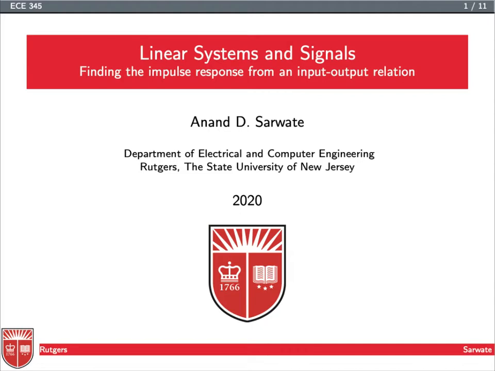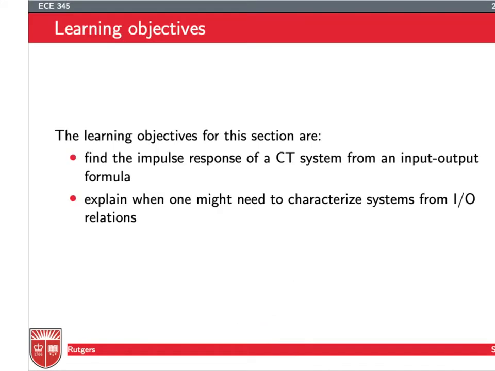And that's really important because sometimes the box is like some natural system that you don't have any control over, or it could be some component that you've bought or something else. In essence, a system that you do not get to design yourself. So the learning objectives here are to be able to find the impulse response of a CT system using just an input-output relation, a single input-output pair.